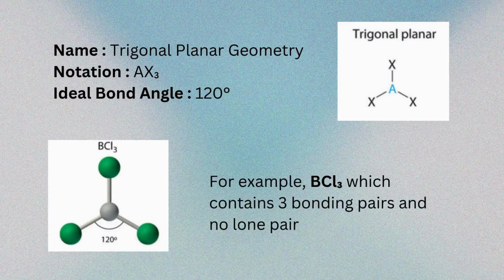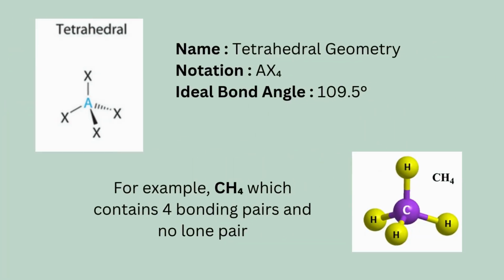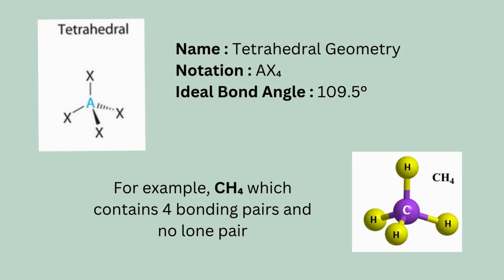Trigonal planar geometry, on the other hand, has a notation of AX3 with its ideal bond angle of 120 degrees. For example, boron trichloride, which consists of three bonding pairs and no lone pair. Here we have tetrahedral geometry with its notation AX4 and an ideal bond angle of 109.5 degrees. For example, methane, which consists of four bonding pairs and no lone pair.